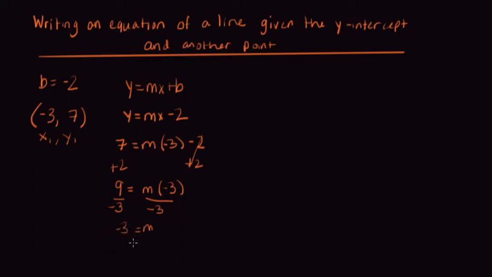Okay, so now I have m and I have b, so my line is going to be y equals negative 3x, that's y equals mx, plus b, which is negative 2. Whoops, let me write minus 2. So that's mx plus b: y equals negative 3x minus 2. And that's my final answer.